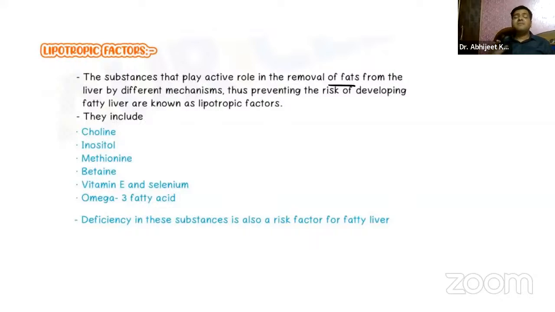Obviously, if the fat is more, you already know it can damage the liver. There is always a risk of heart attack. Obviously, they will be causing atherosclerosis. The high cholesterol will be deposited in the blood vessel wall, and they can automatically cause those heart attack scenarios. Now, the lipotropic factors include choline, inositol, methionine, betaine, vitamin E, selenium, and omega-3 fatty acids. Obviously, if these factors are less, there can be a risk of fatty liver. There will be more deposition of fat in the liver.